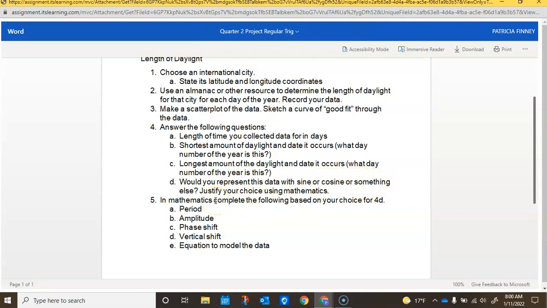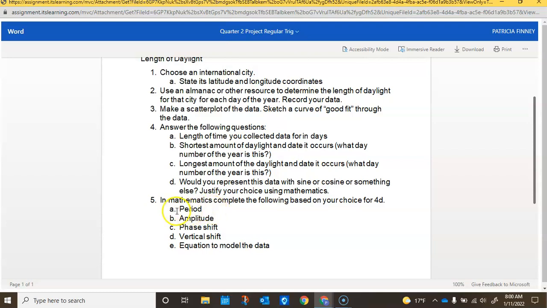When it says, would you represent this with sine or cosine or something else? When I looked at the data, I saw that it was a sinusoidal curve, so that meant I could use sine or cosine. That's what I did. I chose to do cosine because I knew the max. Since I knew what the max was, I could figure out my phase shift very easily, because however many days that was that it occurred, that was that.